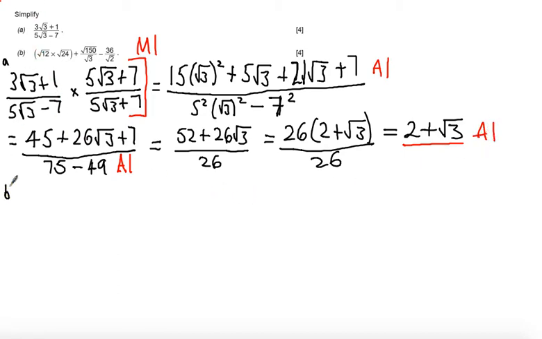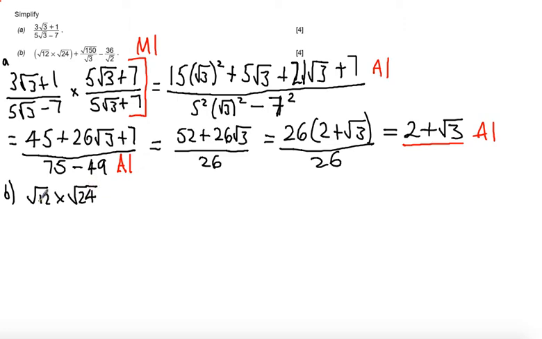Let's look at part B. We have to simplify this summation of 3 terms. So the easiest way to do this is just to start off, first of all, by simplifying each term separately. So I've got root 12 times by root 24.